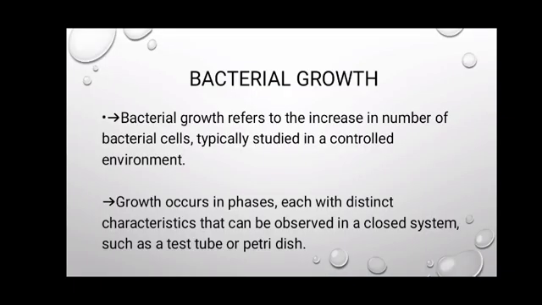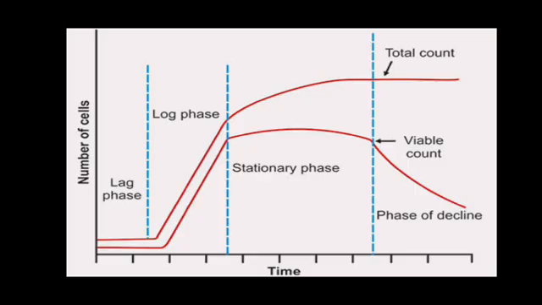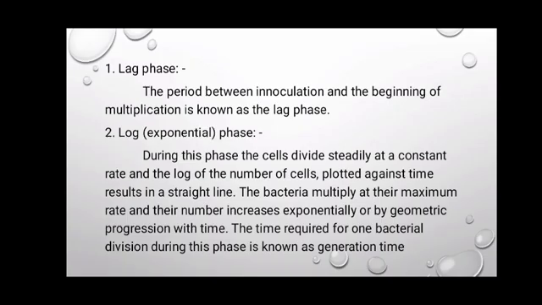Bacterial growth refers to the increase in the number of bacterial cells, typically studied in a controlled environment. Growth occurs in phases, each with distinct characteristics that can be observed in a closed system, such as a test tube or Petri dish. Phases of the bacterial growth curve.